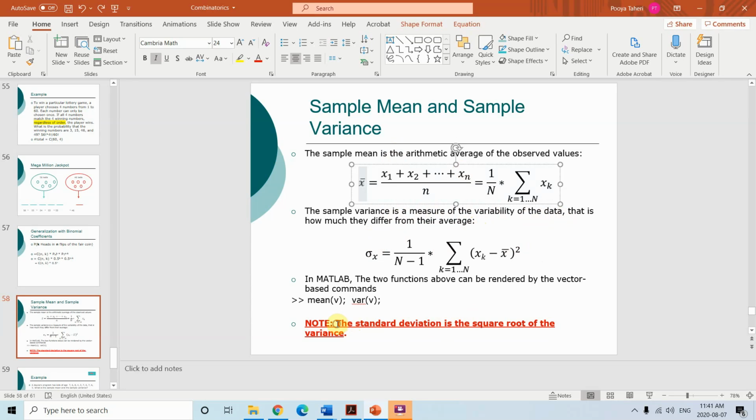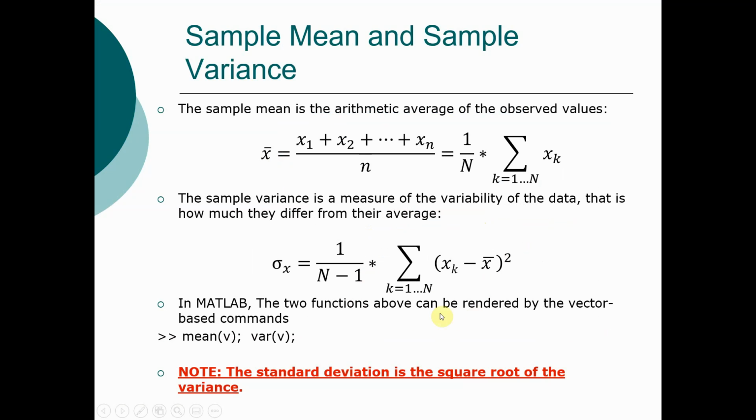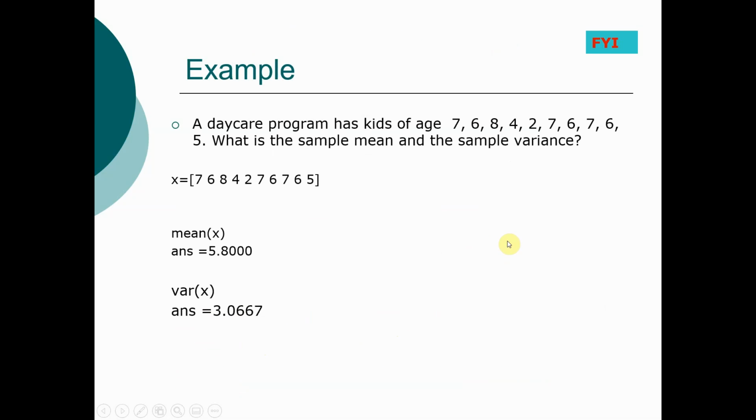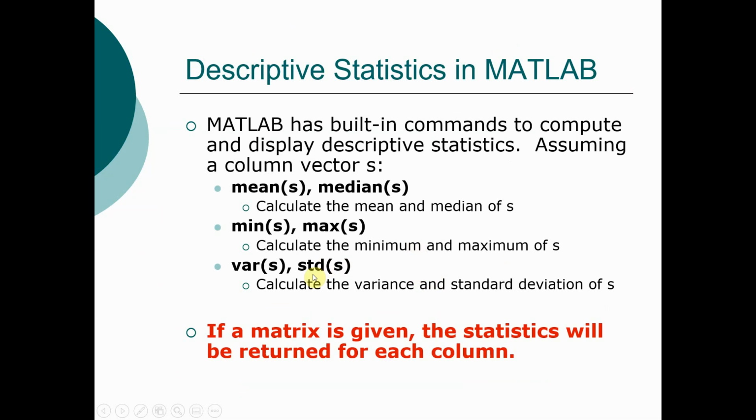Another term in statistics is the standard deviation, which is basically the square root of the variance. In MATLAB, you can find the average using the mean function. You can find the variance using the var function. Here, you're given a problem and asked to find the average and the variance. You can also use the std function. That's not a good abbreviation, but the standard deviation can be found using this function.